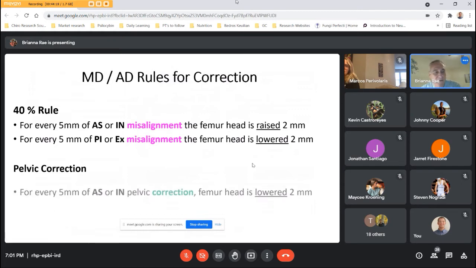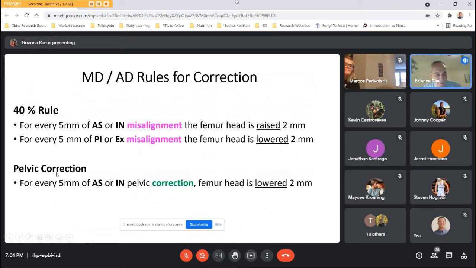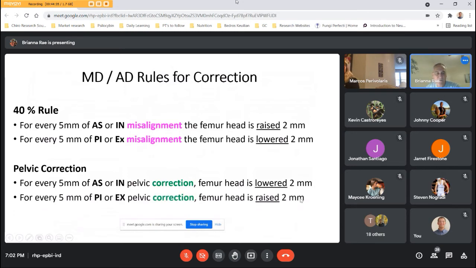You got it. But then when we correct it, pelvic correction says, for every 5 millimeters of AS or IN pelvic correction, we're going to lower the femur head by the same amount. For every 5 millimeters of PI or EX pelvic correction, it's going to raise the femur head. So you have to remember the difference between what the listings cause as a misalignment and what the listings have in effect to that misalignment at the femur head.